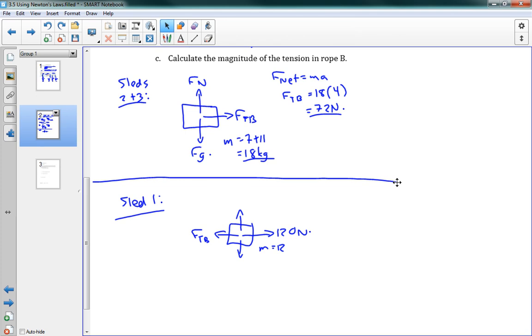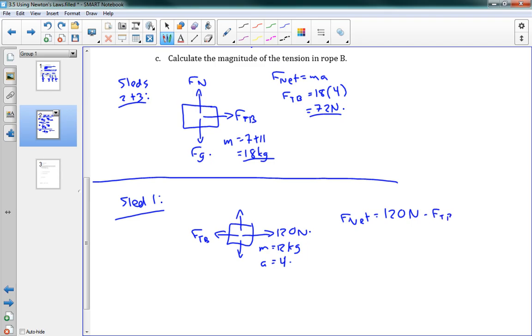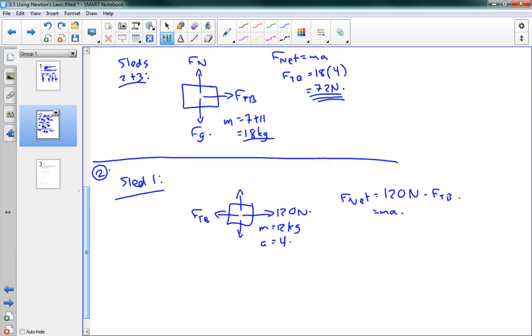One second, I just lost my pen. There we go. Has a mass of 12 kilograms, an acceleration of 4, and we could have said the net force in this case is 120 newtons to the right minus tension in B to the left. And then we would set that equal to MA and solve that way. Now, we don't need to do this. We don't need to solve this way because we already solved it once. We already found the answer. I'm just showing you that there's a second way that we could have looked at this problem.